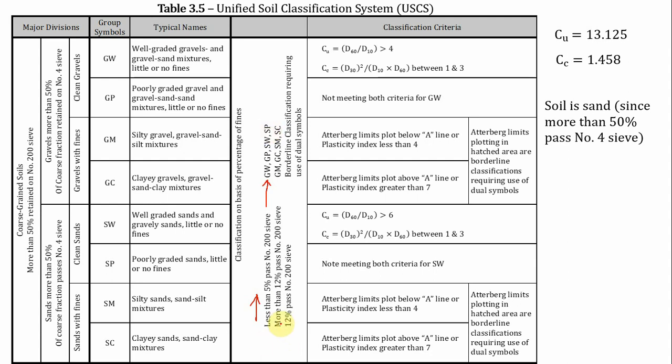Okay? And then, in the second class, sinabi dito that kapag more than 12% pass the number 200 sieve, yung soil mo, it's either GM, GC, SM, at SC. And then, on the third and the last class, sinabi dito that 12% pass the number 200 sieve. Kapag nabilang sa kriteriya ng class, it should not be more borderline classification requiring the use of the dual symbols.